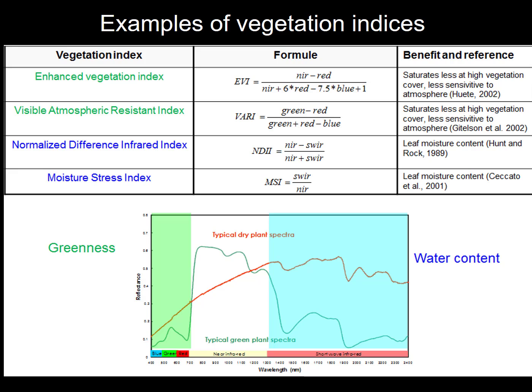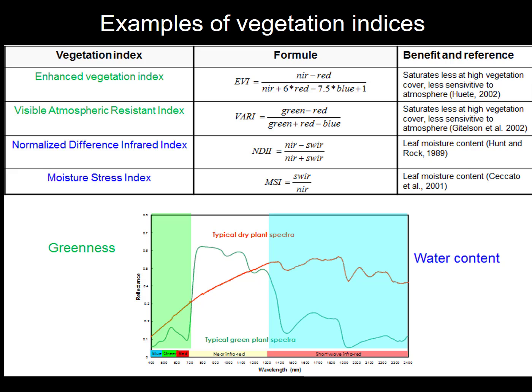The EVI and the VARI differ from the NDVI because they include a band in the blue to minimize the influence of the atmosphere and also to be more sensitive to high vegetation cover. You may know that the NDVI tends to saturate in those situations.